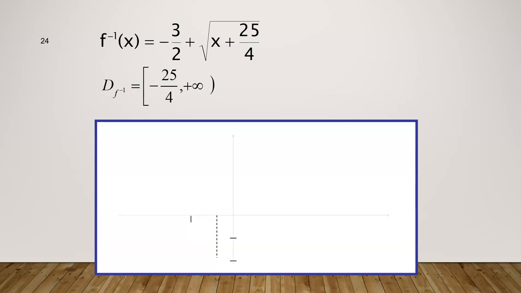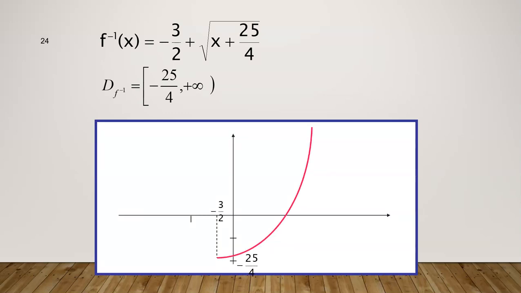Okay, how they sketch the graph. So this is the graph of your f(x). And then you sketch the line of y equals to x.